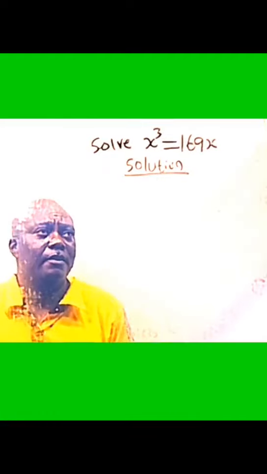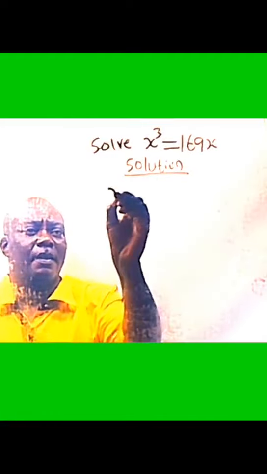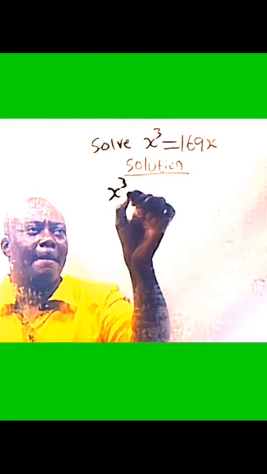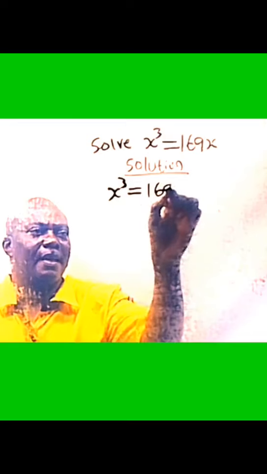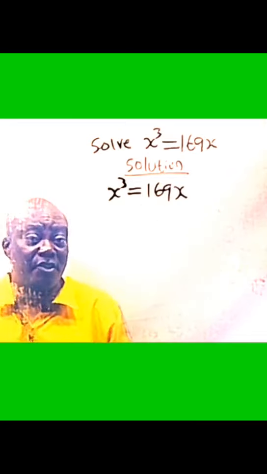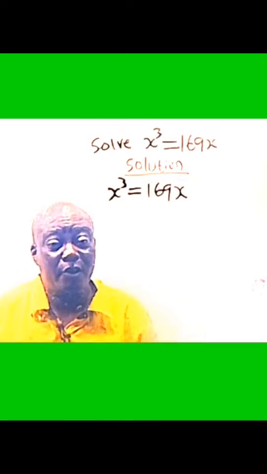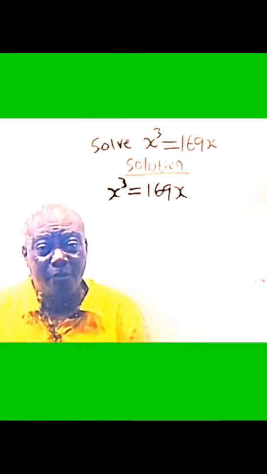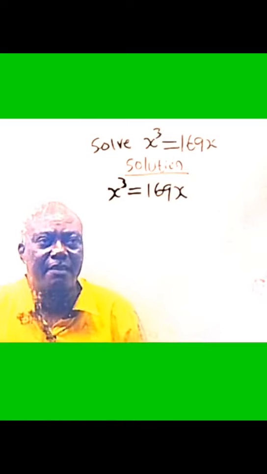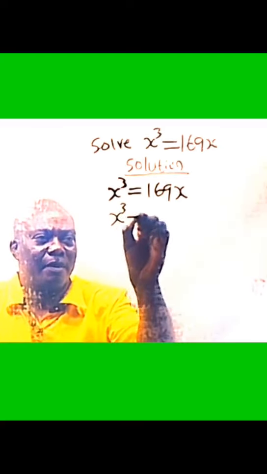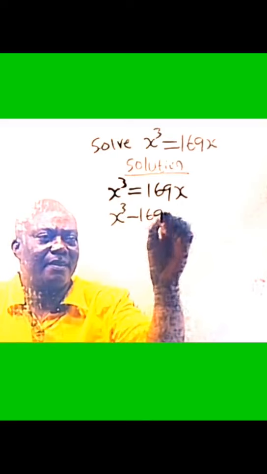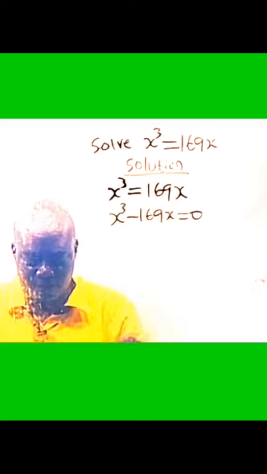Let us solve this equation: x cubed equals 169x. Mind you, this equation is not quadratic, it's a cubic equation, meaning we're expecting 3 results. So x cubed minus 169x will be equal to 0.